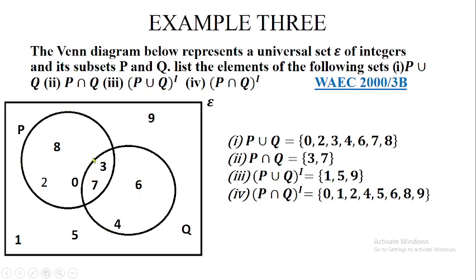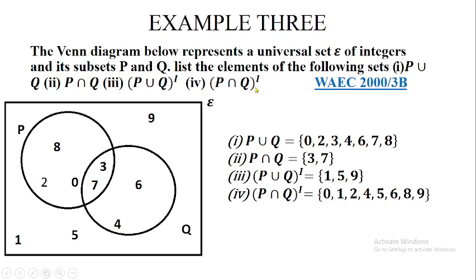The elements in P union Q are the elements here. So remove this one from it. Remove it. So whatever you have left is P union Q complement. And that will give us 1, 5, then 9. 1, 5, and 9. That's the P union Q complement. I hope you understand that.